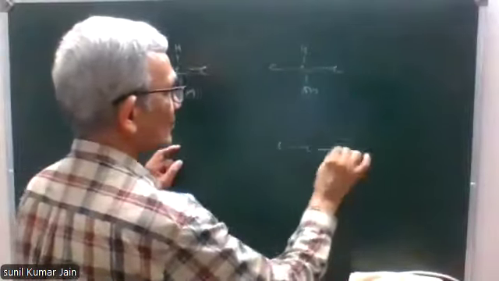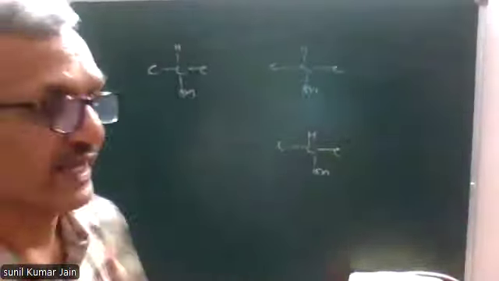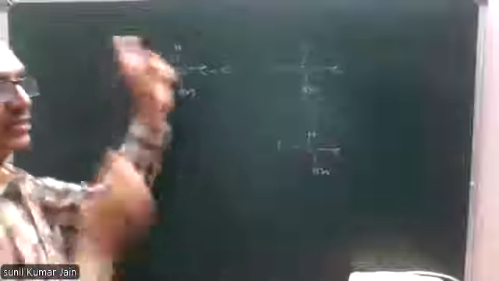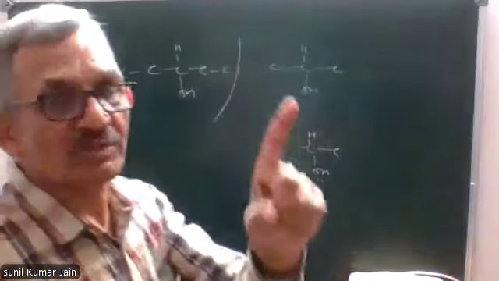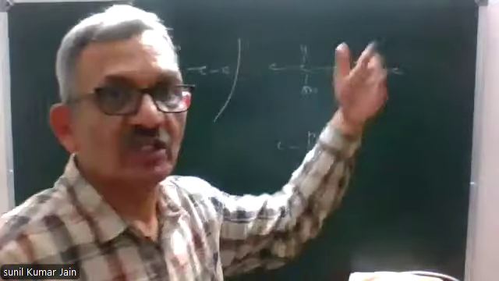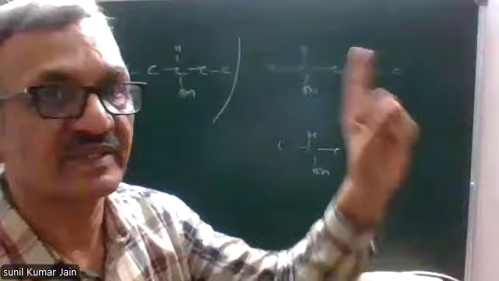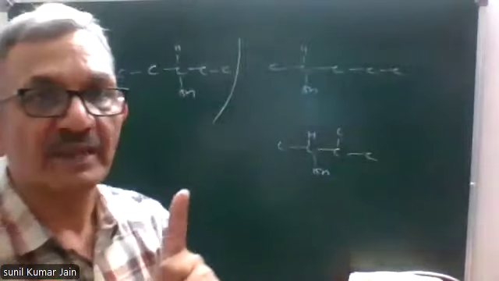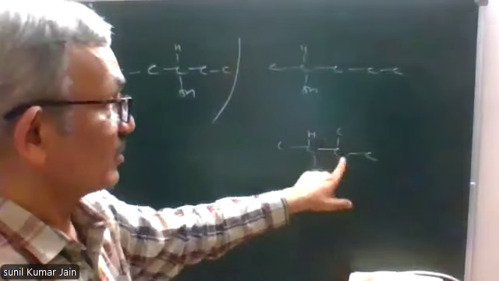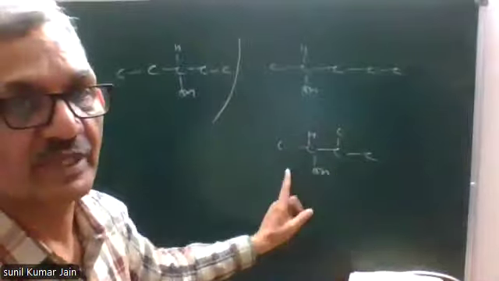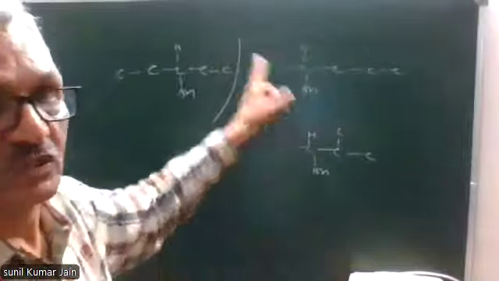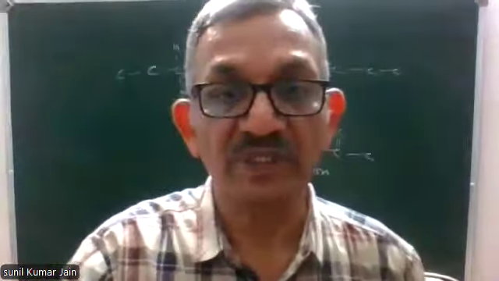Now, I have to fit in 2 more carbon atoms. One possibility is 1 carbon on the right, second on the left. Second possibility is both carbon atoms either on the right or on the left. That is one and the same thing. This is second answer. Third possibility is I attach both the carbon atoms as methyl groups on either side, 2 methyl groups. It means this is a secondary alcohol, right? So these are 3 answers for this particular question.